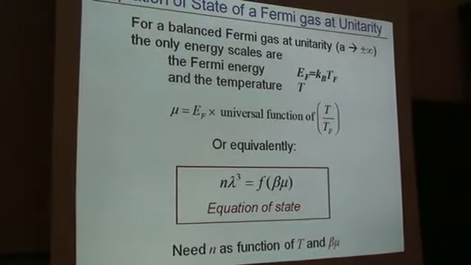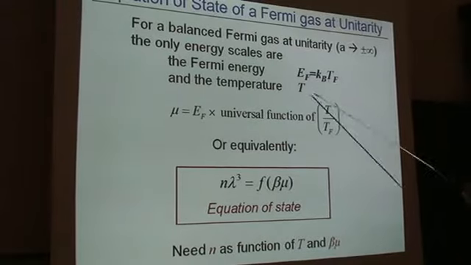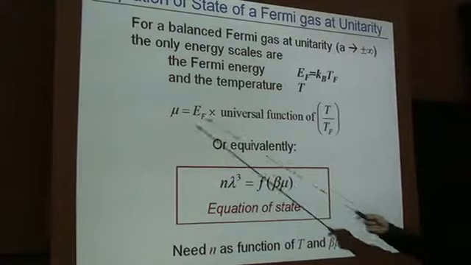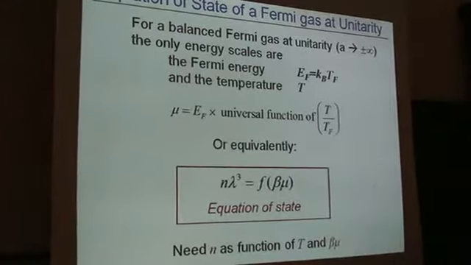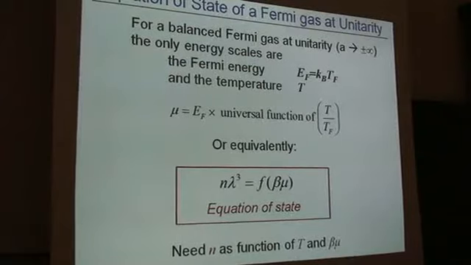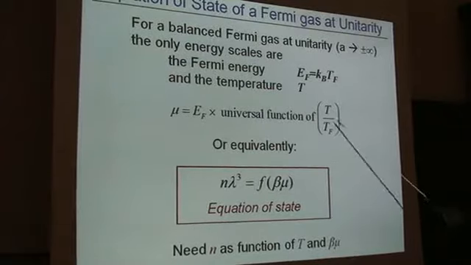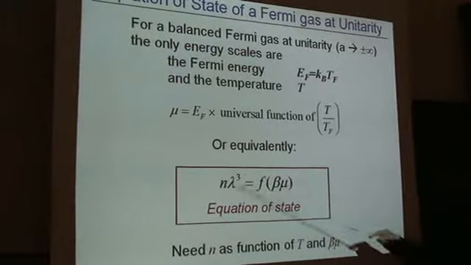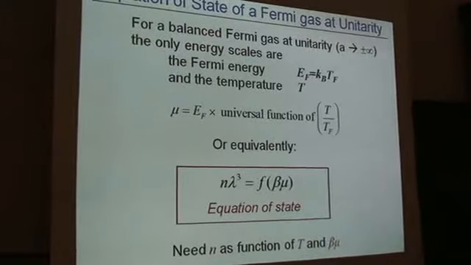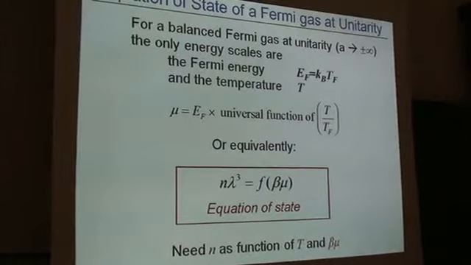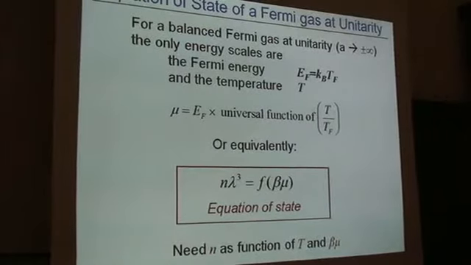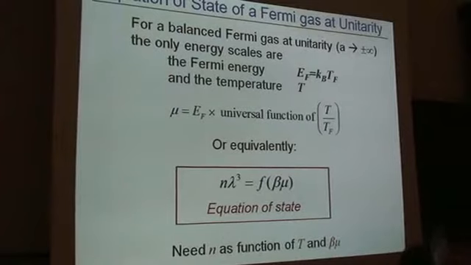As I said, for a balanced Fermi gas at unitarity, the only energy scales are the Fermi energy and the temperature. So for example, the chemical potential has to read like an energy scale, E Fermi, times some universal function of T over T Fermi. That's how it has to be. Equivalently, you can write it as an equation for the density, which is contained in T Fermi here. N lambda cubed, which you can call the phase space density at high temperatures, is some universal function of beta mu, the chemical potential divided by the temperature. So we want to try to get this.